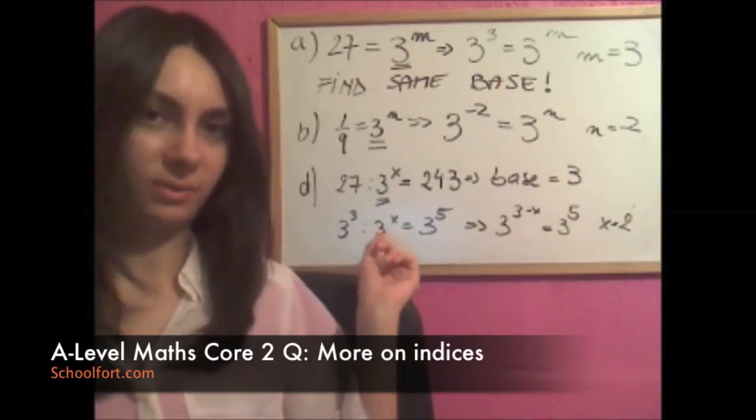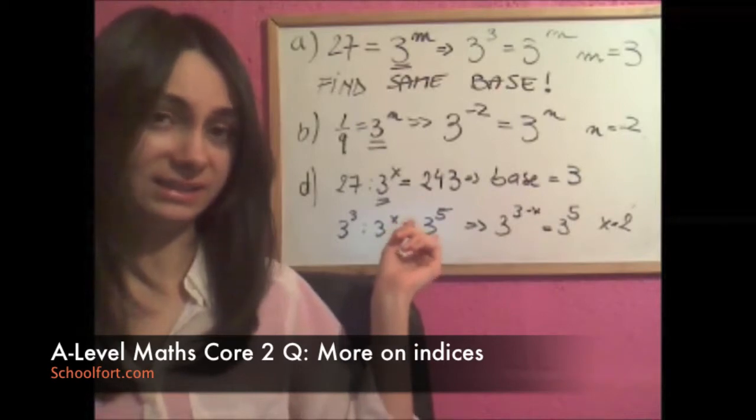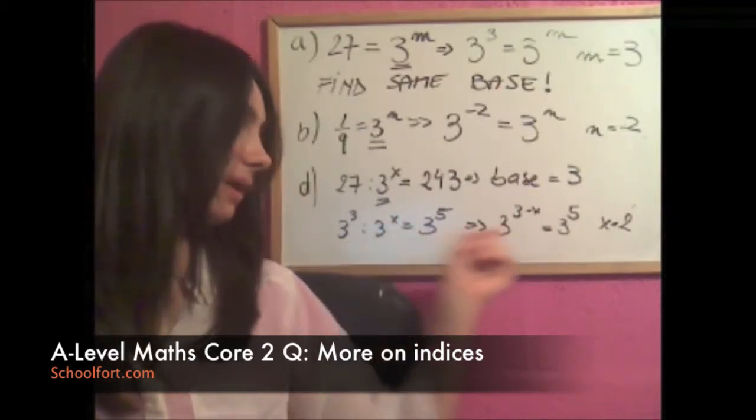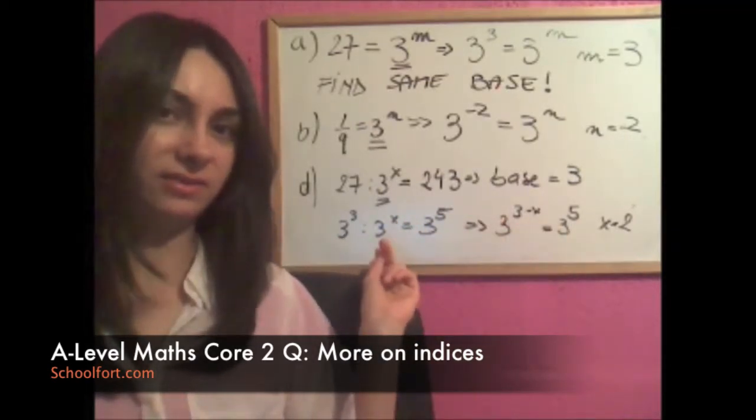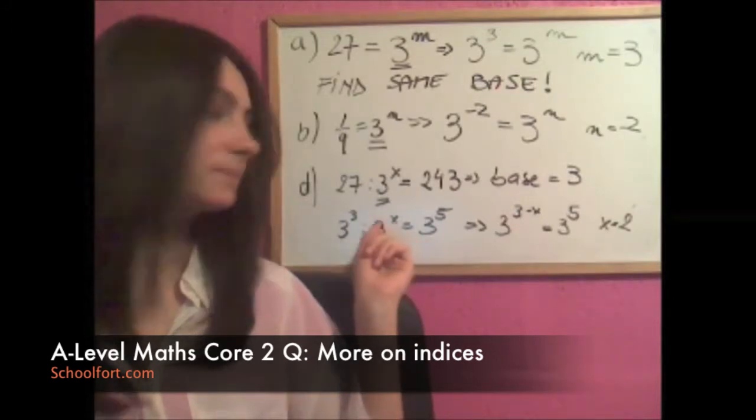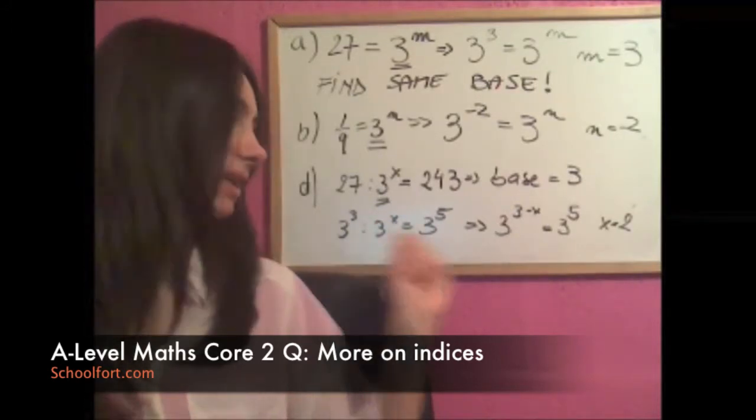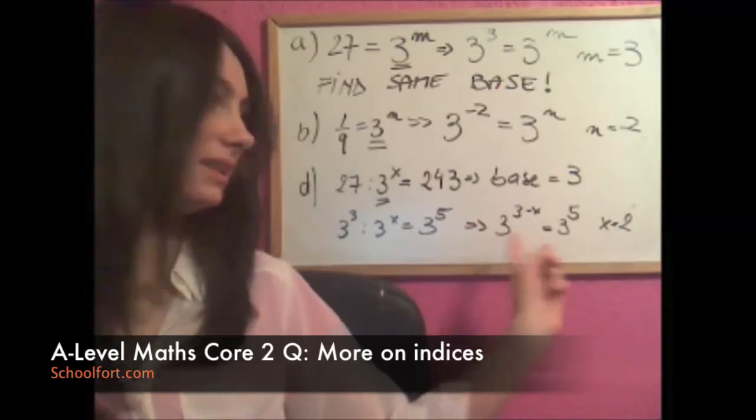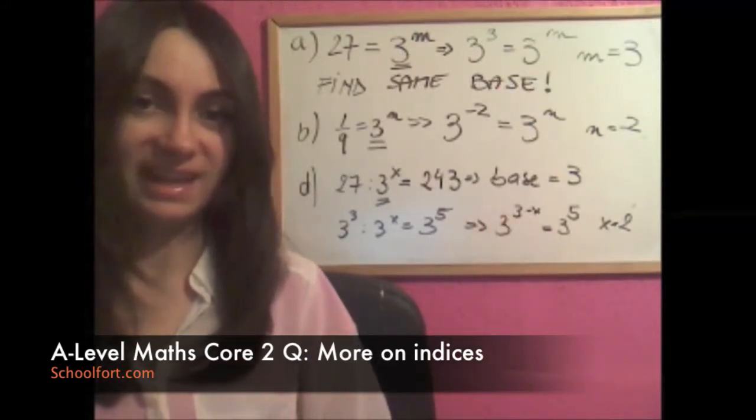And you know that 3 to the power of 3 divided by 3 to the power of x is actually 3 to the power of 3 minus x, because if you divide them, you have to subtract the powers. So 3 to the power of 3 minus x is equal to 3 to the power of 5, which means that x is 2.